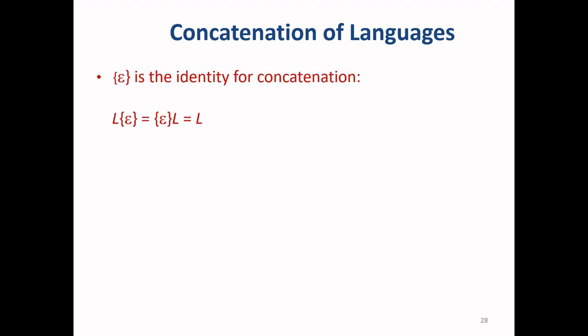Some properties of concatenation. Epsilon is the identity for concatenation, that is, a language L concatenated with epsilon is equal to epsilon concatenated with L, which is equal to L, and null is a zero for concatenation, that is, L concatenated with null is equal to null.